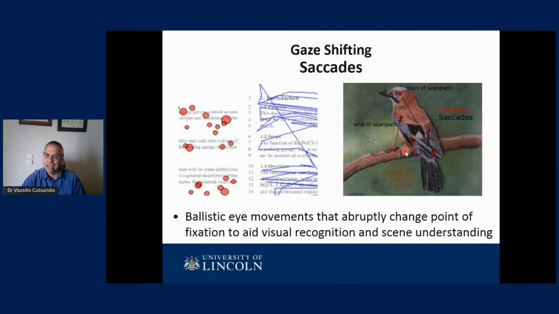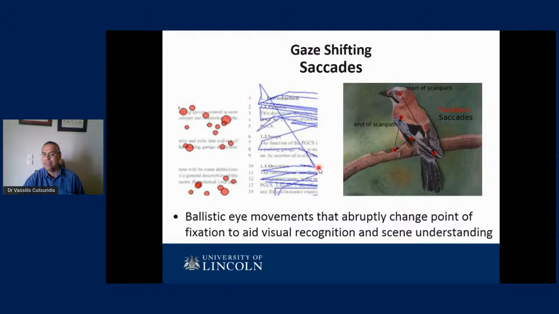Now, here, for instance, we can see that we use saccades when we're reading a text. We can see that our eyes are fixating at different words of this particular text. And here we see the lines that connect those fixation points, and those are the saccades.